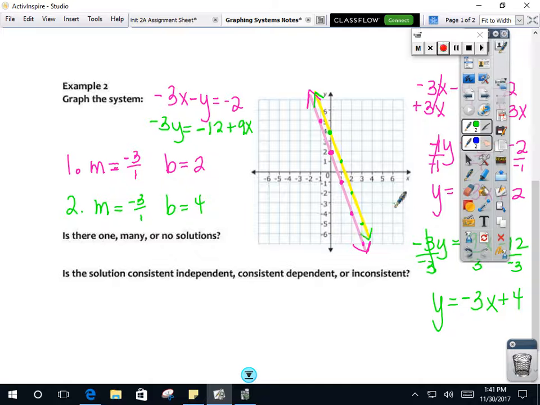Because think about it, if they consistently go down and over by the same amount every time, they're never going to intersect, which means they have how many solutions? None. No solutions. What does that make them? Consistent or inconsistent? Inconsistent.